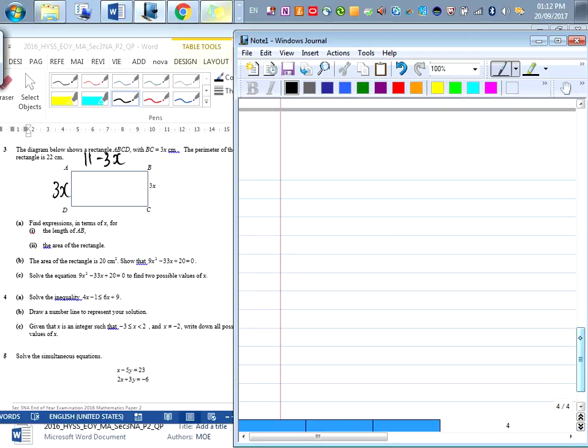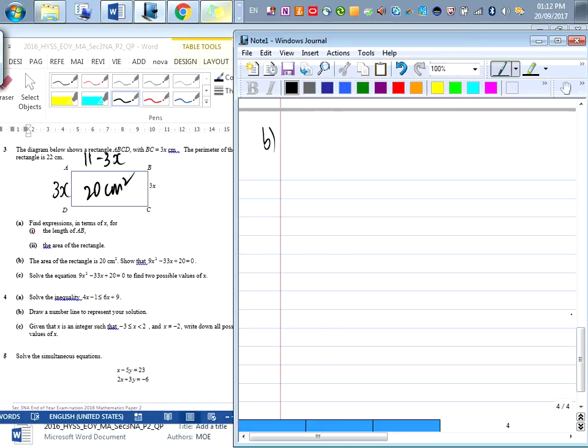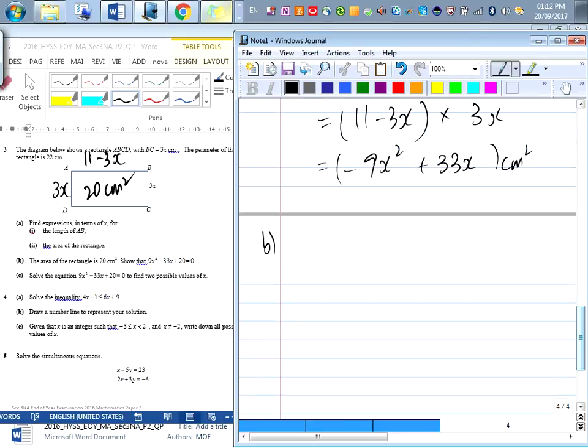Okay, next, part B. The area of the rectangle is 20 square centimeters. So show that blah blah blah. Okay, just now earlier on, we already had an expression for the area, right? This is my area. How much are they saying this area is equals to now? It's equals to 20. And they want you to show that it looks like this. Are they very similar already? I see many familiar numbers, right?